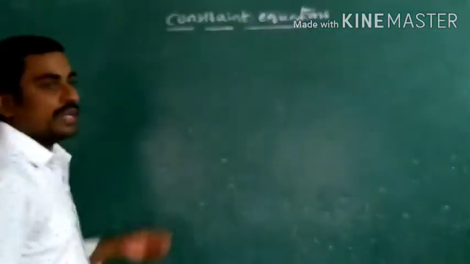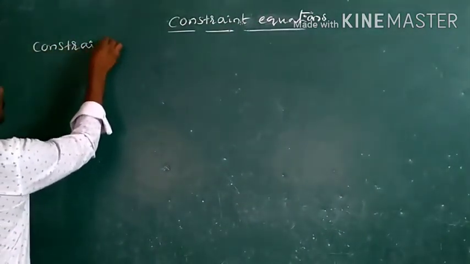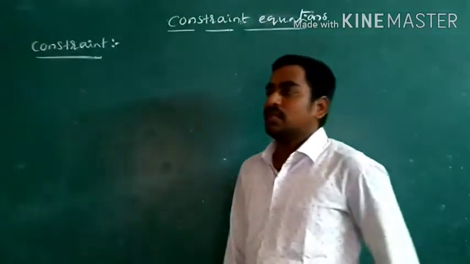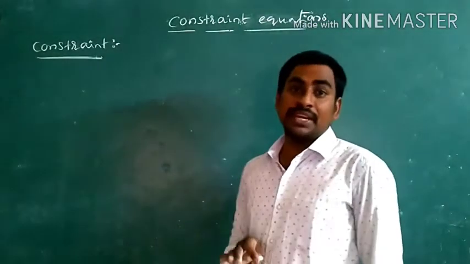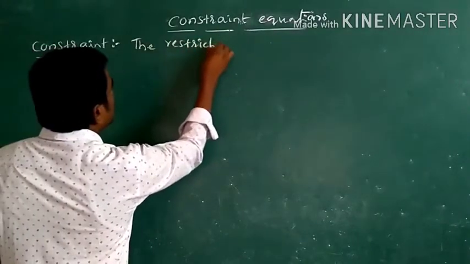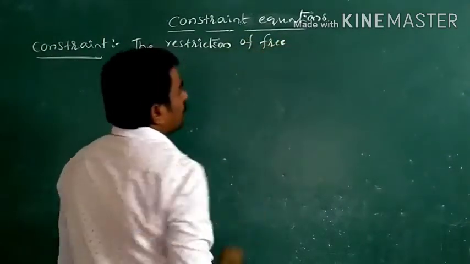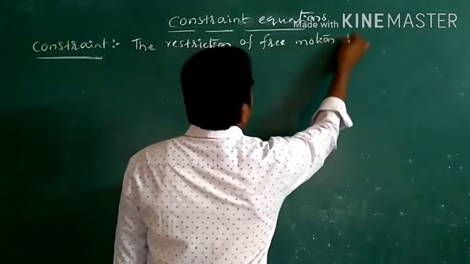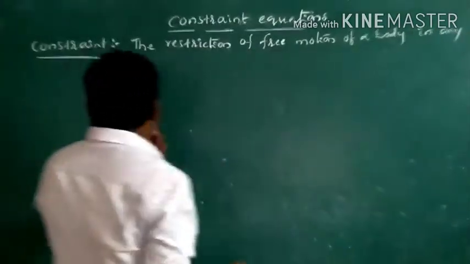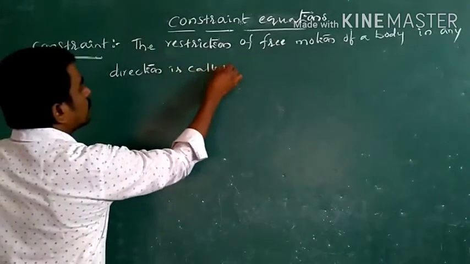First of all, see here, what is meant by constraint? Constraint means to oppose the motion of the body in any direction, or the restriction of free motion of a body in any direction is called constraint.